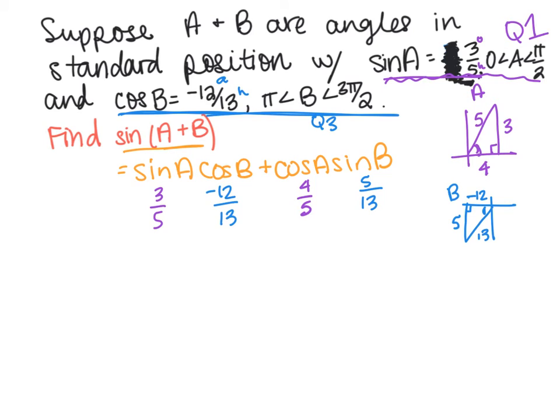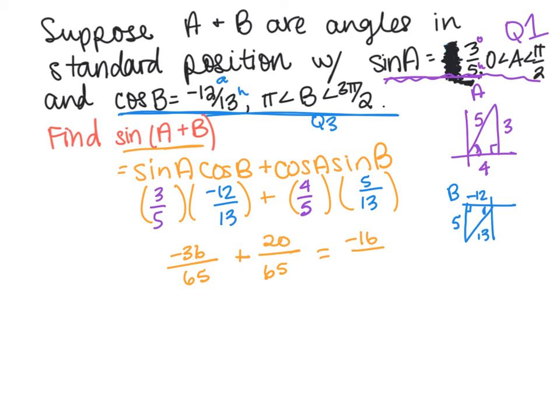So now this is just a matter of multiplying and adding these fractions. So 3 times negative 12 is negative 36. 5 times 13 is 65, plus 4 times 5 is 20. 5 times 13 is 65. And by nature with these equations, we will have a common denominator. So now I just put it together. Negative 36 plus 20 is negative 15 over 65. And that's our final answer.